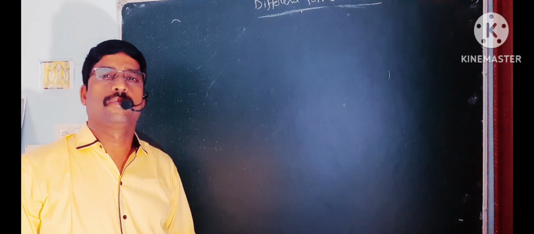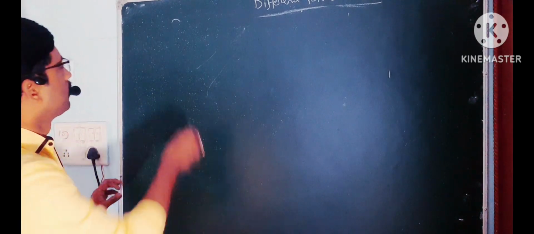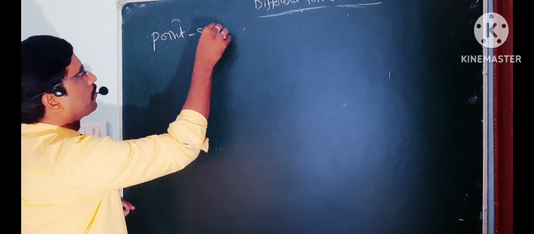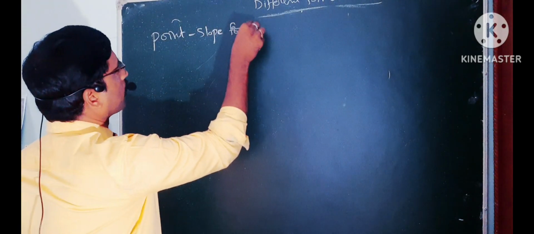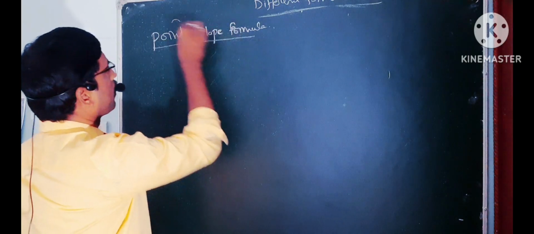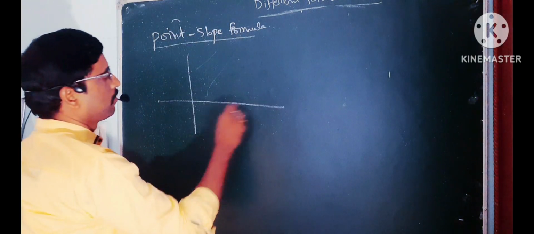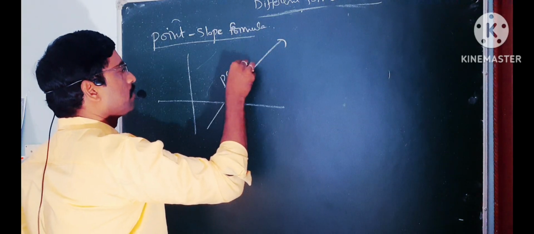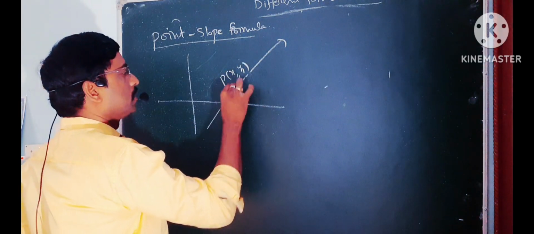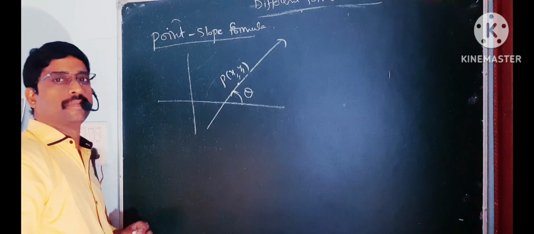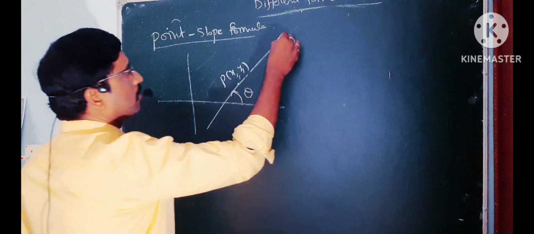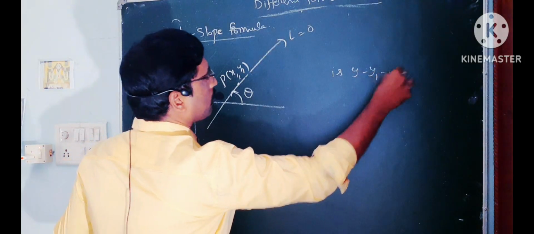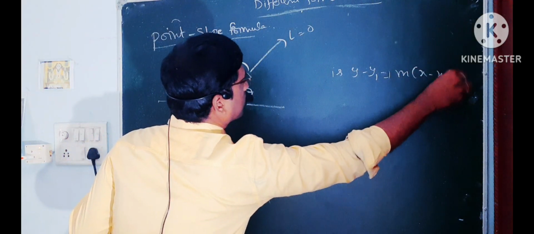We now explain point slope form. The equation of line passing through P(x1, y1) and having slope m. Okay. Now this equation is y minus y1 is equal to m into x minus x1.